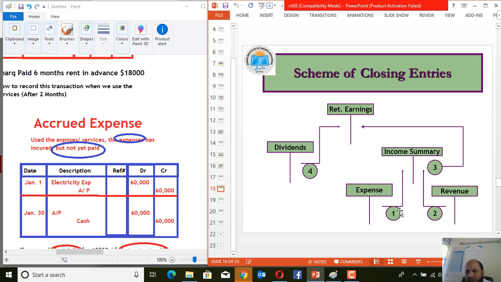These are the steps. See dear students, the scheme of closing the entries. Here we have expenses, and in step 2 we have revenue. Both of them are income statement accounts, and from revenue we will deduct all the expenses. So these need closing, or these need the adjustment. But the dividend that we have is closed to the retained earnings. So these are some of the schemes or ways through which we may close the entries of the business or the accounts.